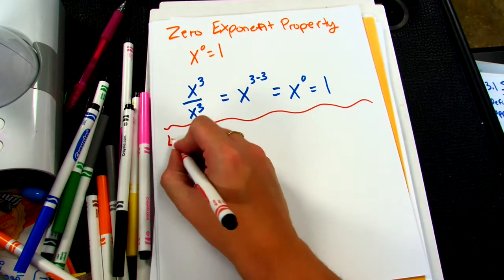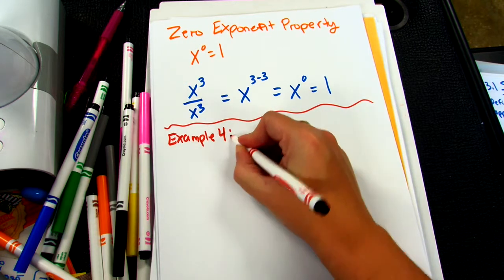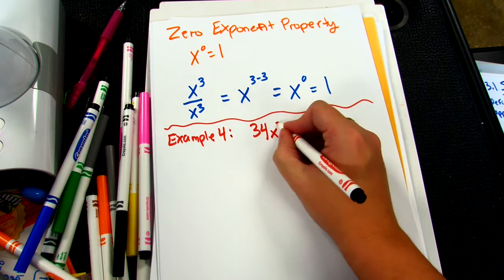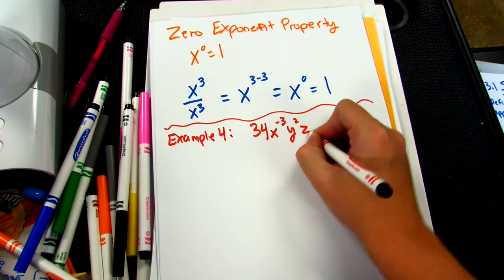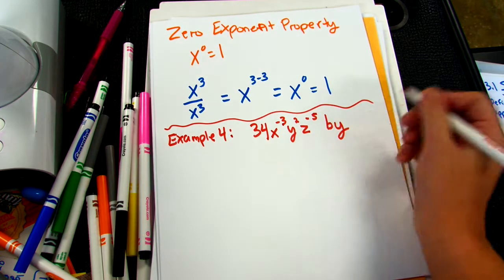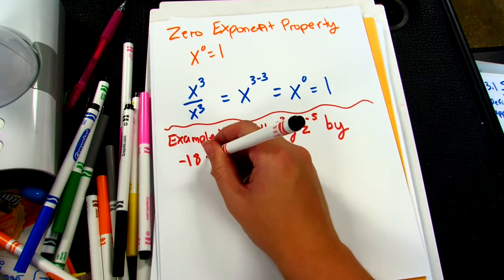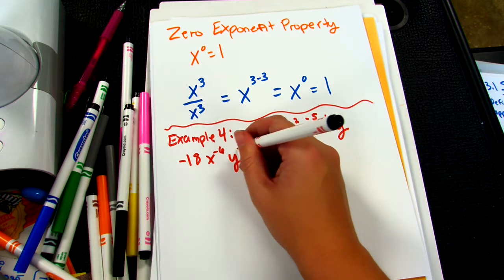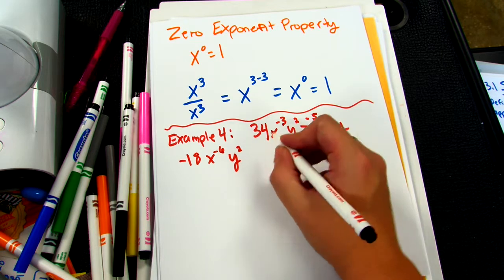So example 4, we need to divide 34 x to the negative third, y to the second, z to the negative fifth. We need to divide that by negative 18 x to the negative 6, y to the second, z to the negative 2.